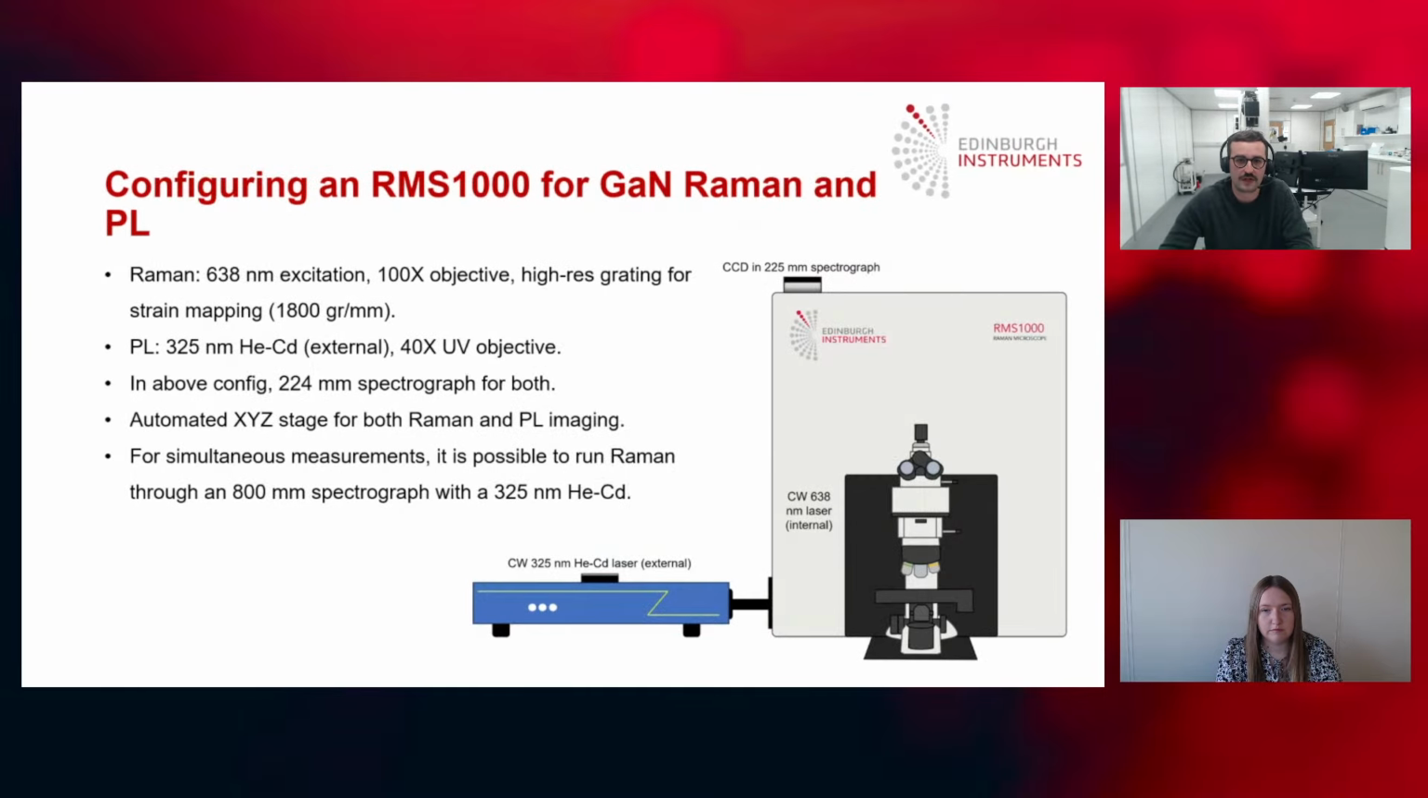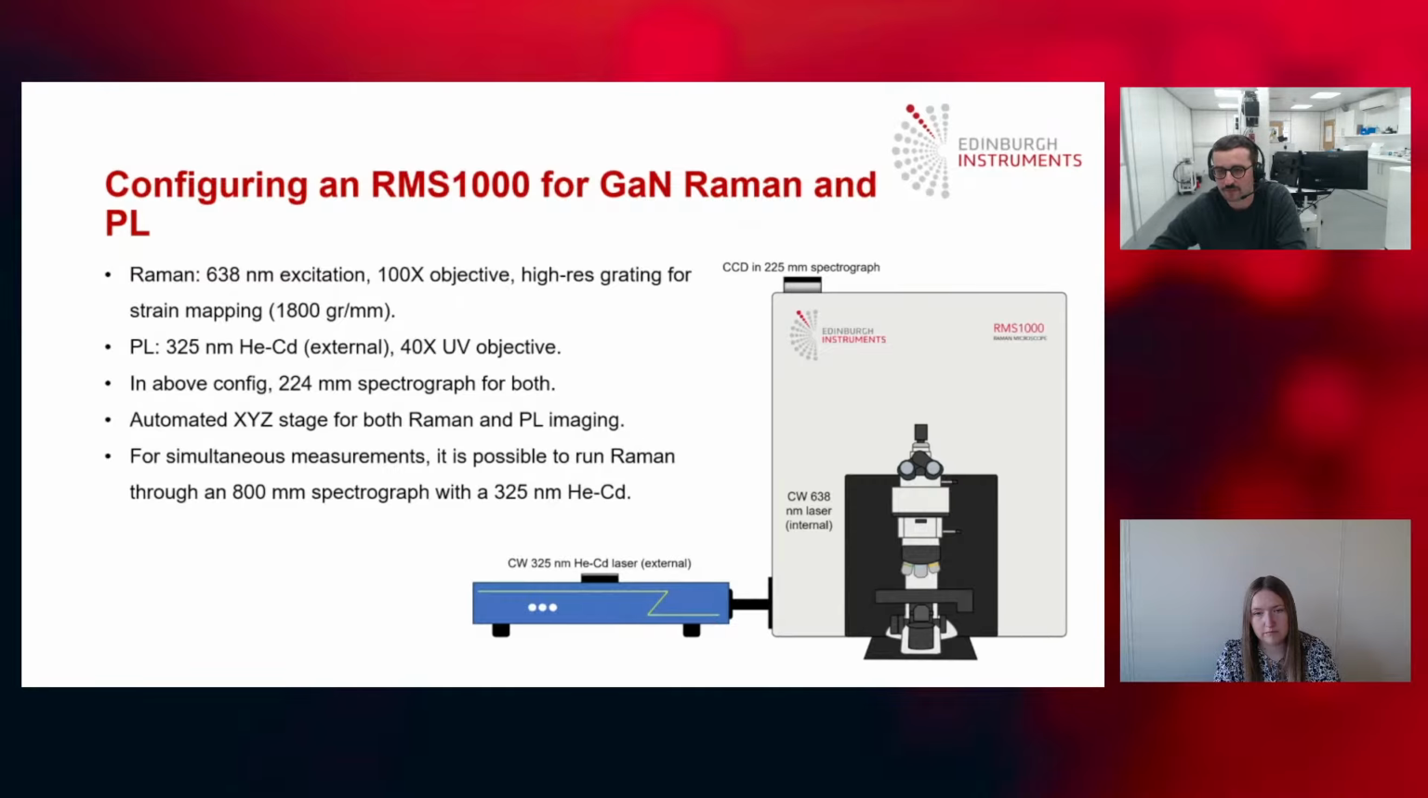To correlate Raman and PL in this study, we configured the RMS with a red laser for Raman and a UV HECAD laser for PL, both running through the same spectrograph and stage. In this instance, we perform both modes sequentially through the same 225 millimeter spectrograph, so we can switch between strain mapping and PL mapping. If we'd run this on a system with an 800 millimeter spectrograph, we could use a 325 nanometer source and get the Raman and the PL in the same spectrum.